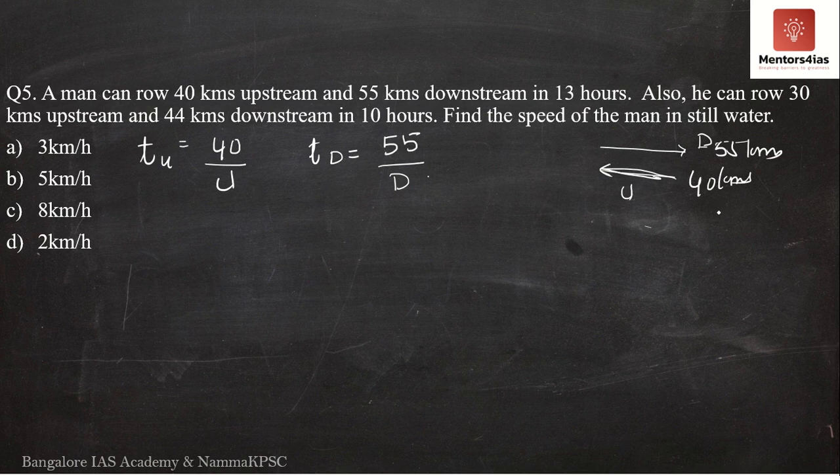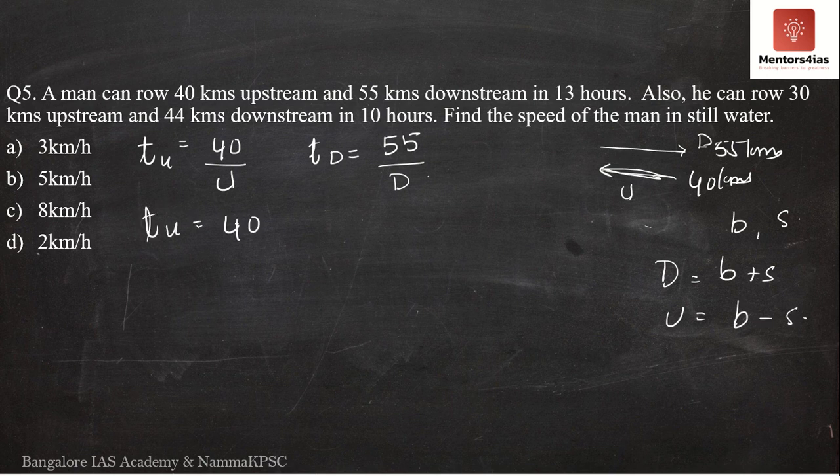Now, we always take the speed of the boat to be B and the speed of the stream to be S, where downstream speed will be B plus S and upstream speed will be B minus S. Then, can I write the time taken to travel upstream as 40 by B minus S, because the upstream speed is B minus S. Similarly, the time taken to travel downstream is 55 divided by B plus S.